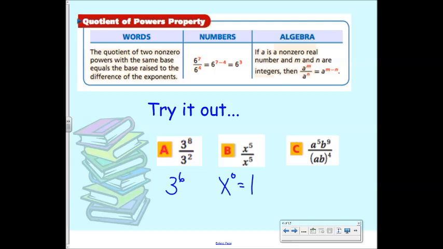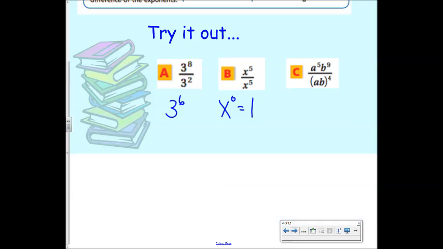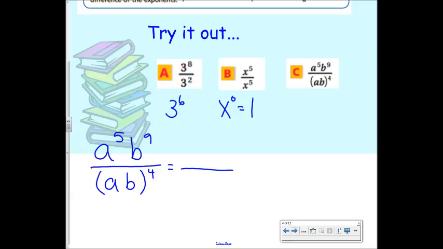All right, what about C? So I'm going to write that just a little bigger. So you've got A to the 5th, B to the 9th, over AB to the 4th. What do you have to do first? First, you have to distribute the 4. First, you have to distribute the 4 on the bottom. So what do you end up with on the bottom? Somebody besides Brendan. What do you end up with on the bottom?